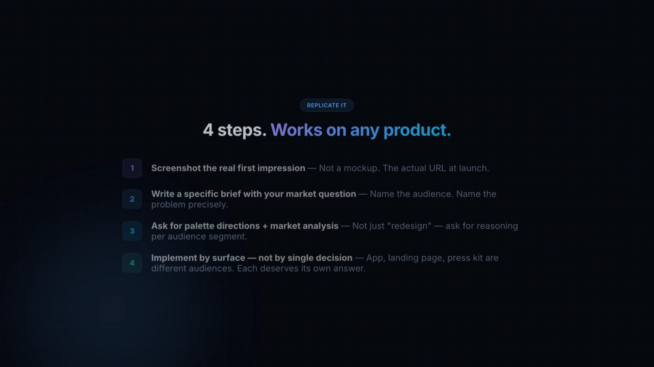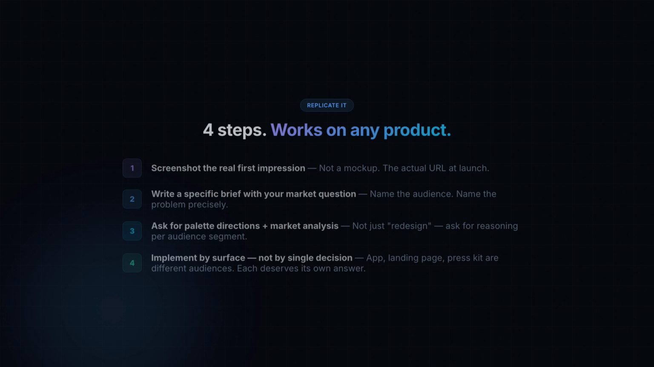Step 1. Screenshot the real product in its actual first impression state, not a design mockup, the real URL at launch. Step 2. Write a one-paragraph brief. I described the app, the current dark theme, the audience I thought I was building for, and the specific question: is dark right for this market? Step 3. Ask for palette explorations, not a redesign. Getting four distinct directions with reasoning forces comparison instead of acceptance.